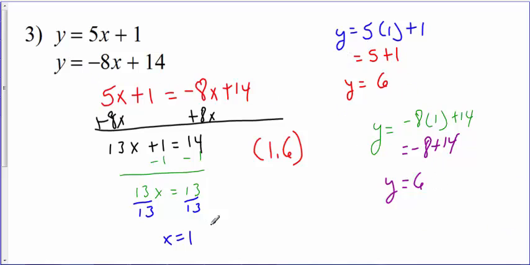Okay, and remember that when we solve for an x and y, that means if we were to graph these two, the point of intersection would be at 1 comma 6. Now let's look at another example.